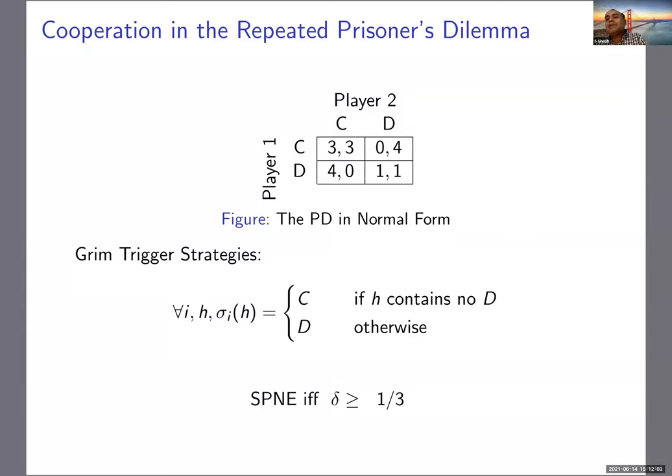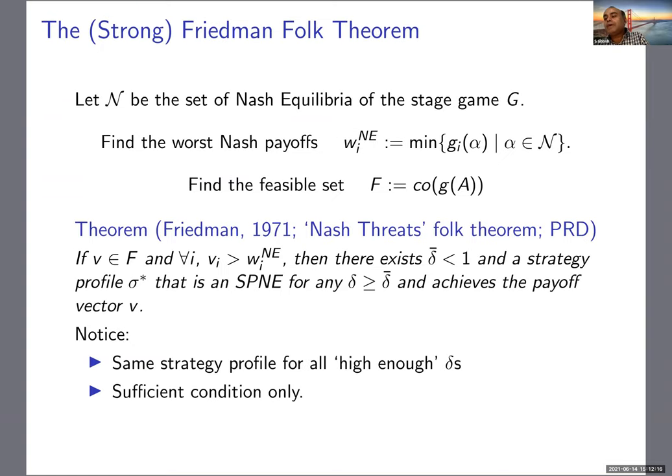Now, the only interesting thing here is that this strategy profile is an SPNE for all discount factors greater than or equal to 1/3. And this is formalized by Friedman's folk theorem. Here I'm just going to state this undergraduate folk theorem again for you, but in a strong version. This is not the version we see in textbooks usually. And I'll tell you exactly why this is a strong version and how this relates to our work. So let's go to the strong Friedman folk theorem.